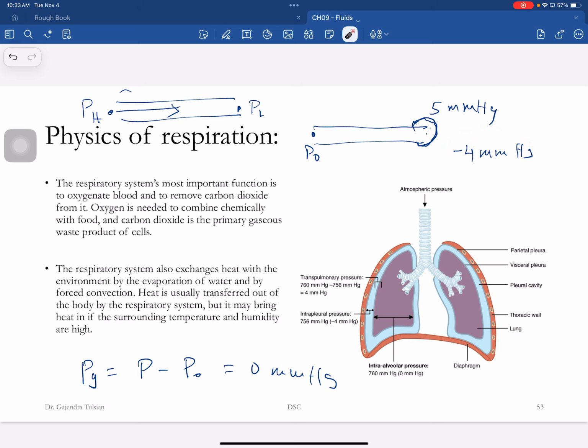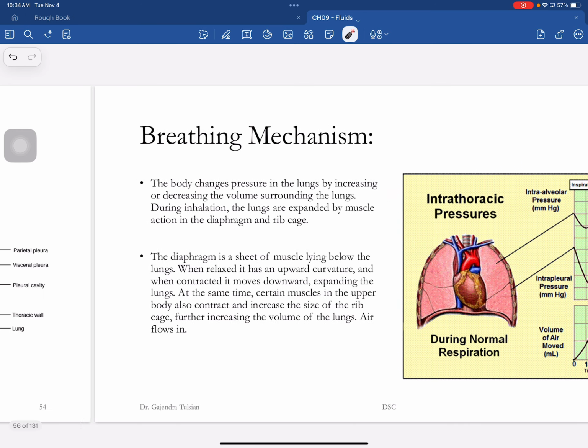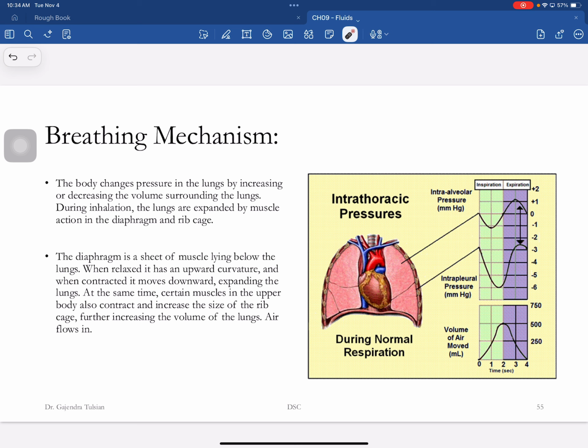So when you breathe in, you lower your diaphragm, you expand your ribs, you make this cavity bigger, and the pressure drops. When you expand your cavity, the pressure drops to minus 6 millimeters of mercury, and 5 minus 6 is minus 1 millimeter. And then air can move in. Okay? So during inspiration, the pressure inside the alveoli is now minus 1 millimeter of mercury. Air can move in.